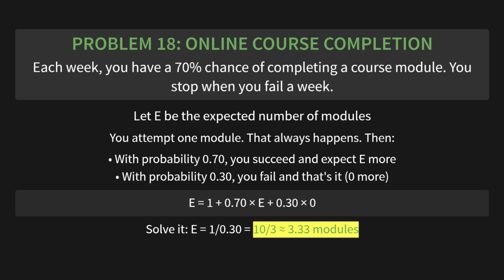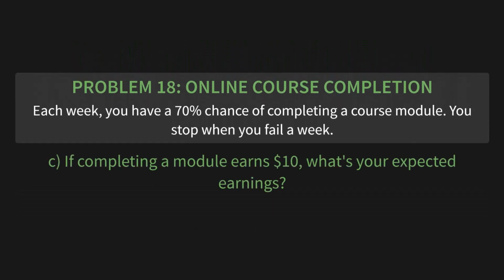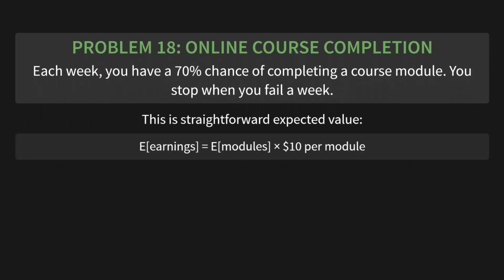Let's make this concrete. If you earn $10 for each completed module, what's your expected earnings? This part's easy. Expected earnings equals expected modules times payment per module. That's 3.33 modules times $10 per module.